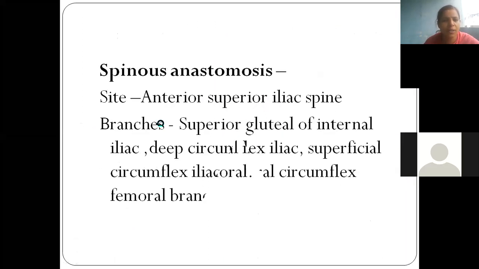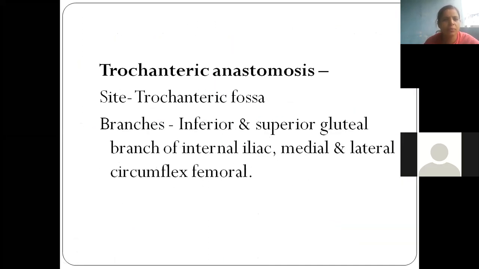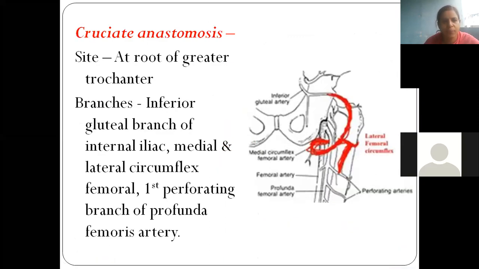Where exactly do we find this? At the root of the greater trochanter. You should write all the blood vessels taking part in the formation of this cruciate anastomosis: inferior gluteal branch of internal iliac, medial and lateral circumflex femoral, and first perforating branch of profunda femoris. All these branches take part in the formation of cruciate anastomosis.